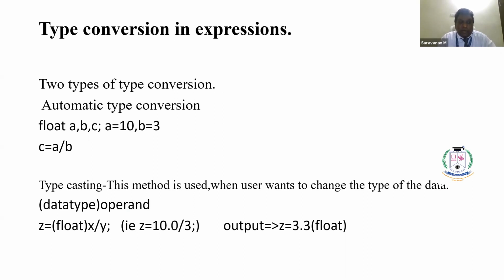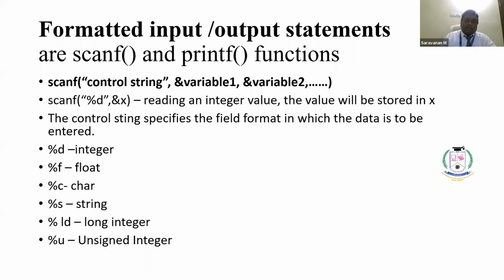Whereas in typecasting, for example, you see this expression: you give the data type followed by the operand. z is equal to float x by y. That is, x is changed to float, that is 10.0, it will be taken as 10.0, and the output will be z is equal to 3.3. The resultant will again be a float, right? Now, these are the two types of conversion.